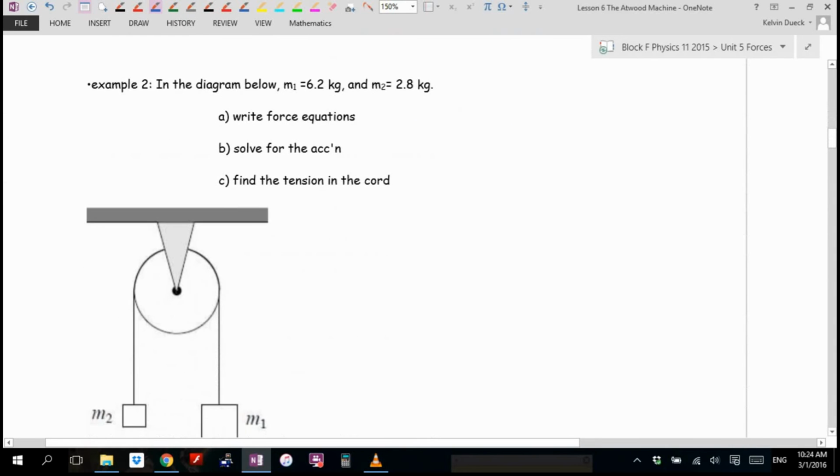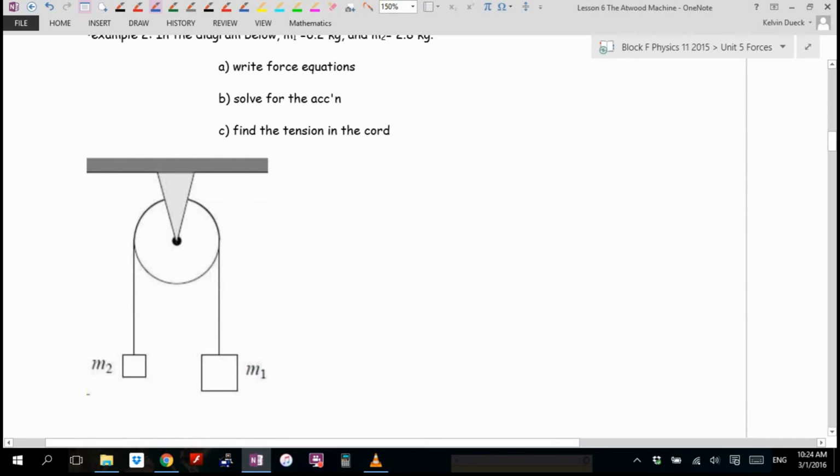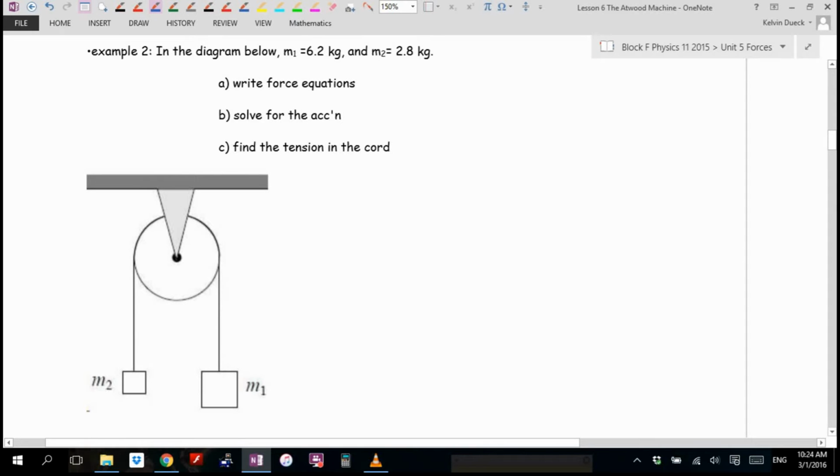So let's do one with numbers. In the diagram below, M1 is 6.2 kilograms. If you want to, you can fill it in. M2 is 2.8 kilograms. I don't know, that made it messier, whatever. It says, write force equations, find the acceleration, find the tension in the cord. Before I even do that, I think I'm going to label the forces.